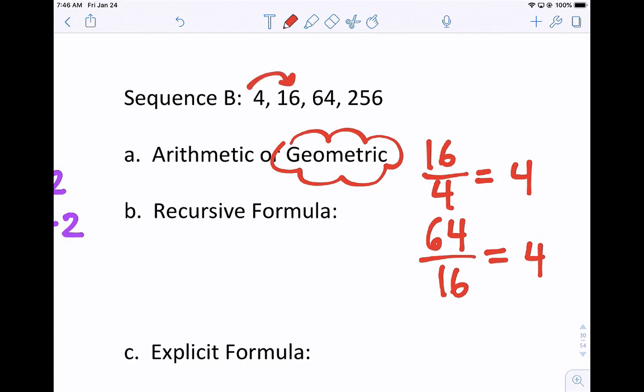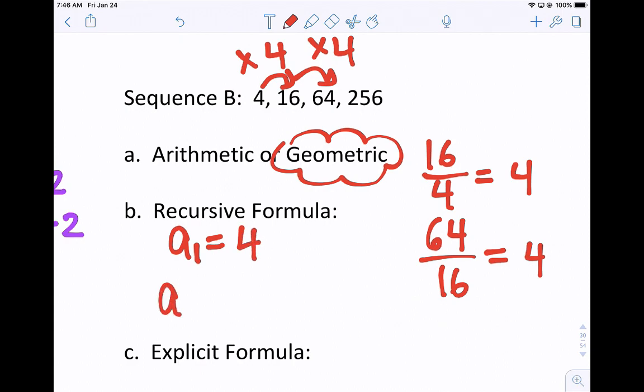So what that means is to find the next term, we're multiplying by not 2, but 4 every time. Okay, the recursive formula, again, like for an arithmetic sequence, we need the first term. So here it's 4. To find any term, you take the term before it. And this time we're multiplying by 4. You can use a times, you can use a dot. I like to use the parentheses.